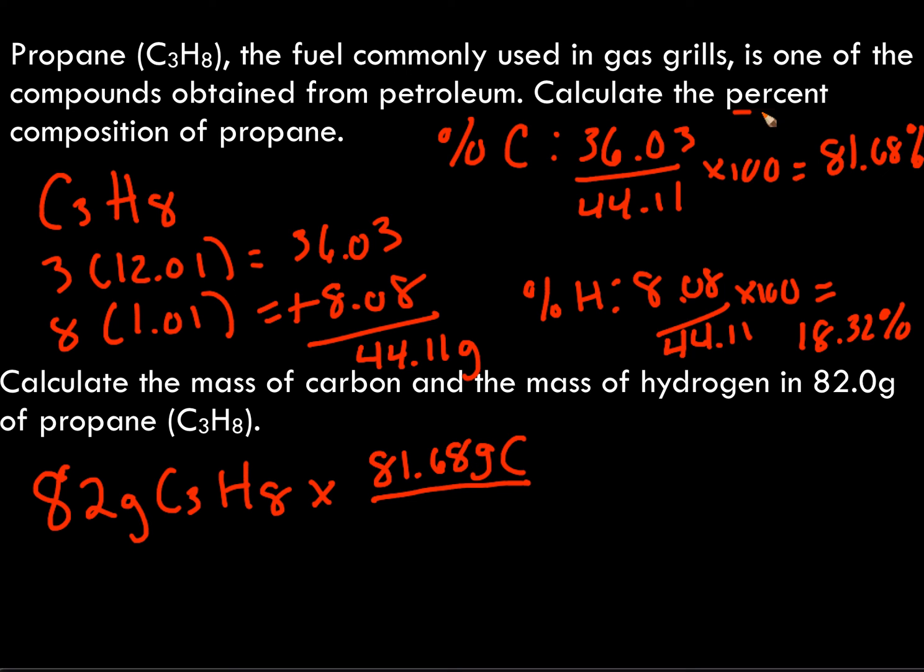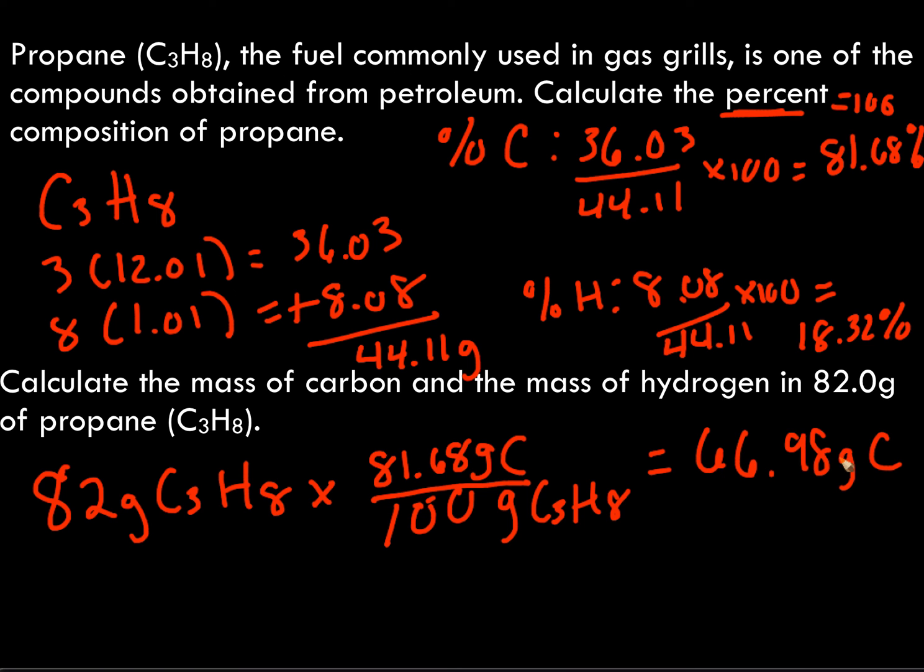And for a percentage, what do you always want to achieve? 100. It'll be over 100 grams of C3H8. So I do this problem, 82 times 81.68 equals, divided by 100, and I'll get 66.98 grams of carbon in that propane.